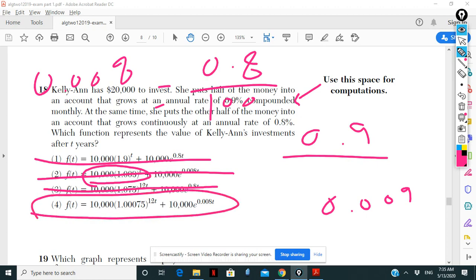It should be 4. And how do I know? 1 plus 0.009 divided by 12, if you try it using the calculator, 0.009 divided by 12 giving you 1 plus 0.00075, which is number 4.